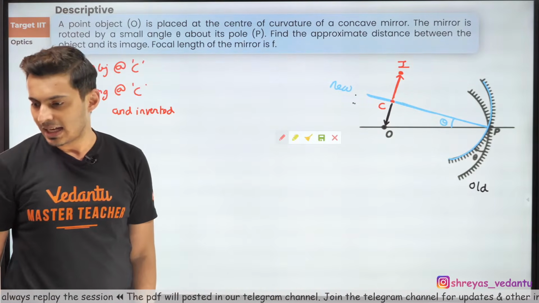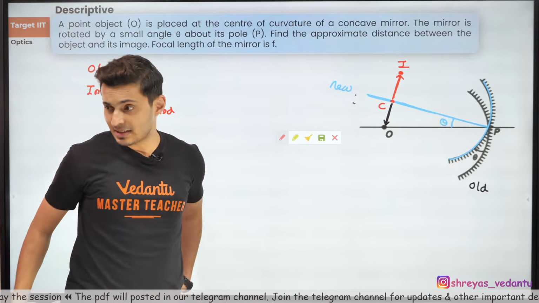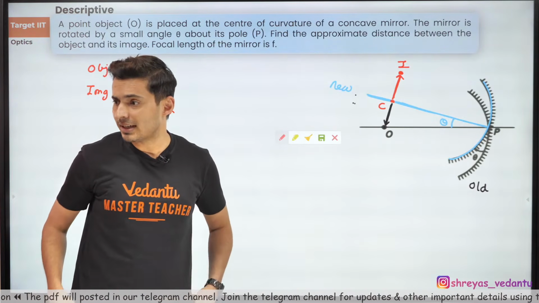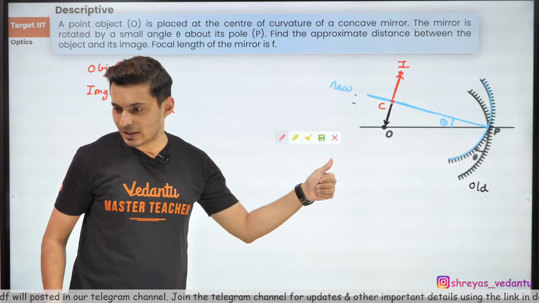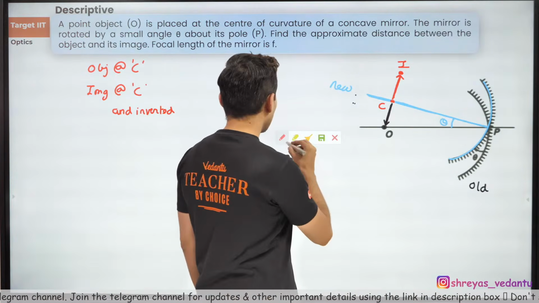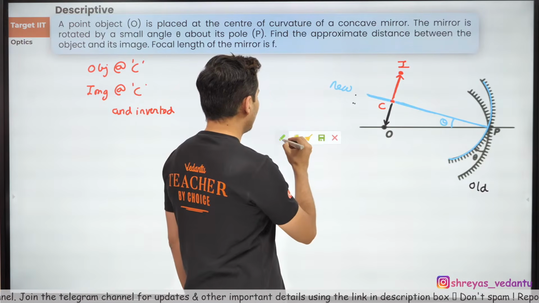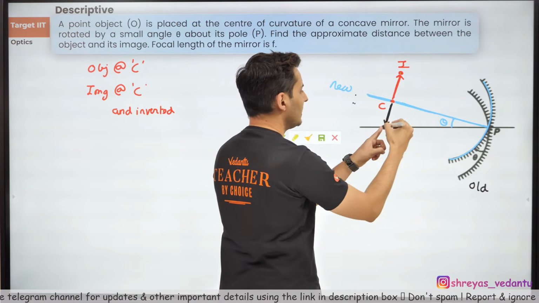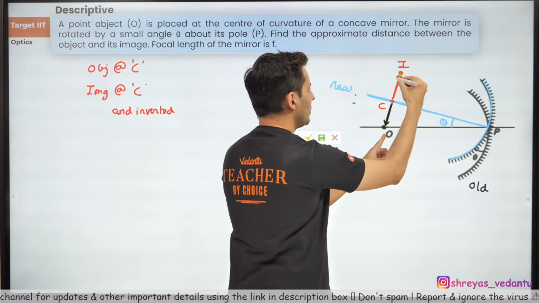Everybody clear? Excellent. No, it's not 37 degrees. It is theta degrees. Theta is a small angle. That's it. Okay, Jitesh?